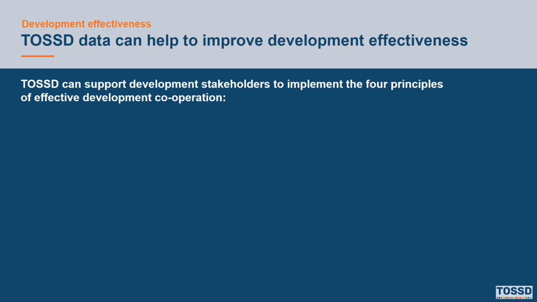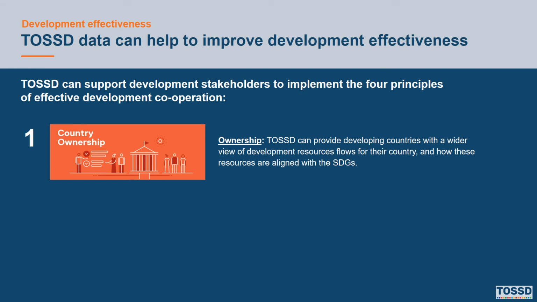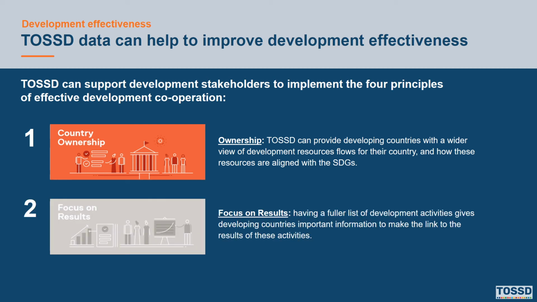Development effectiveness has 4 principles. The first one is country ownership, and in this sense, TOSD can provide developing countries a wider view of development resources flows for their country and how these resources are aligned with the SDGs. A second principle is the focus on results, and this means that TOSD can help because it could provide a fuller list of development activities, and so a better overview, more important information to developing countries to make the link to the result of these activities.